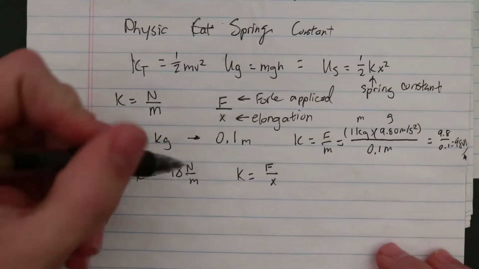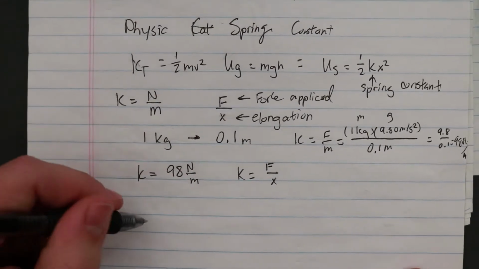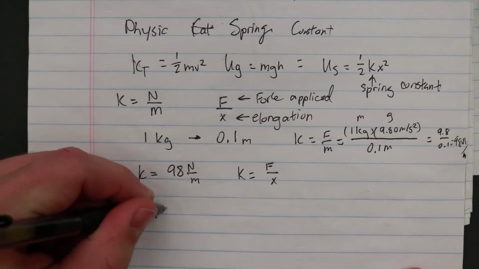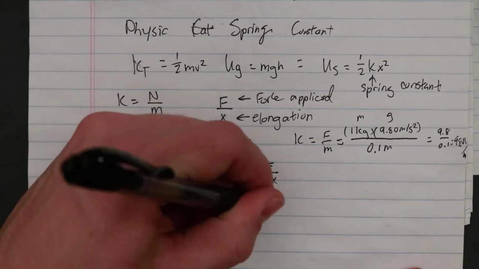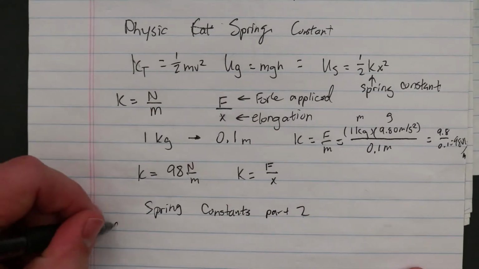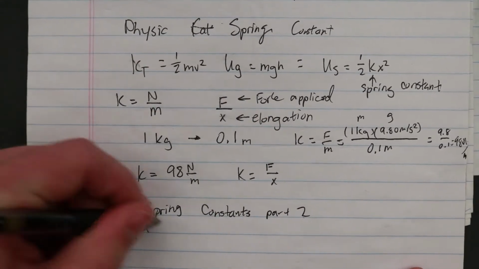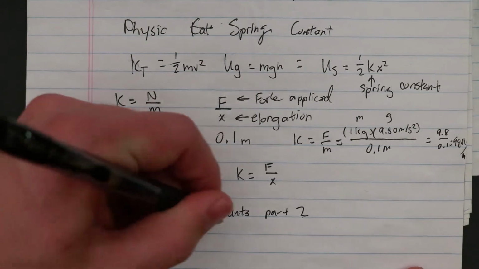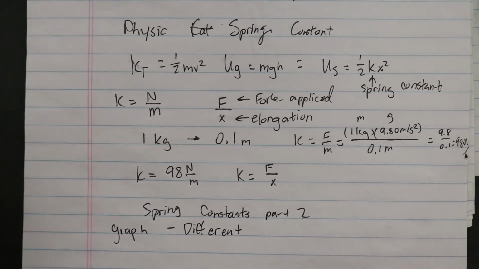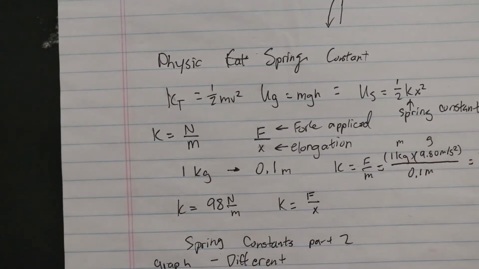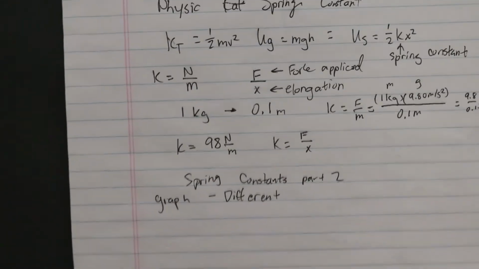Alrighty, here's a quick part two for the spring constants. Two things I want to look at. Spring constants, part two. I want to look at a graph and ways to solve different problems. Before, we looked at just how to calculate k, but what if you're given k, then what else can you calculate? That's going to be the question for today.